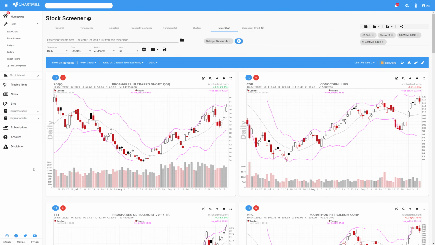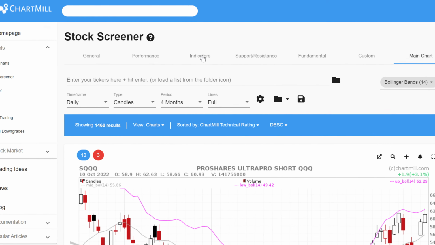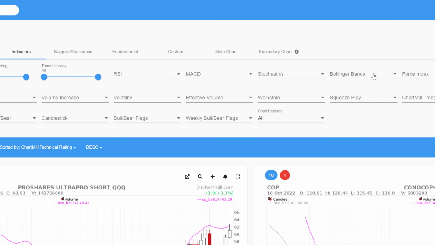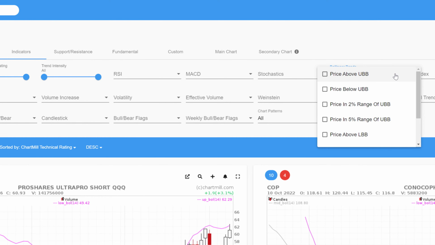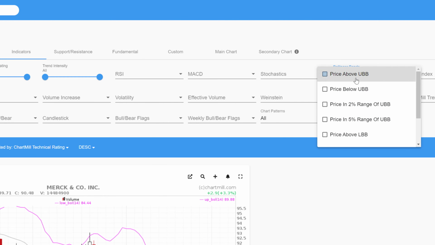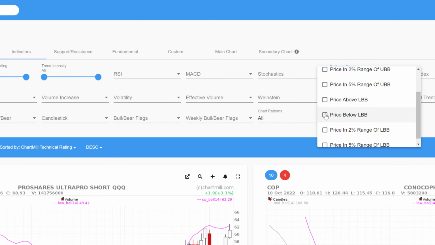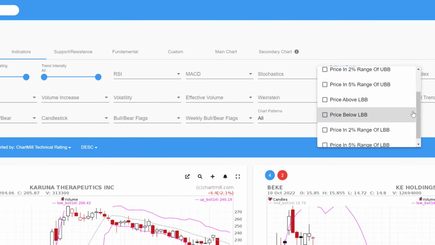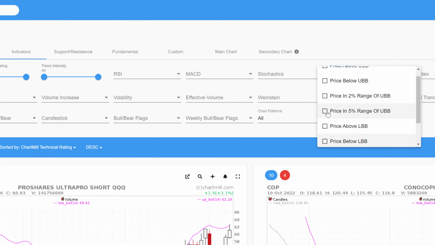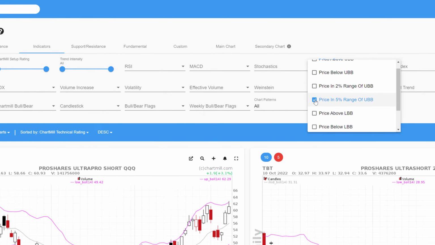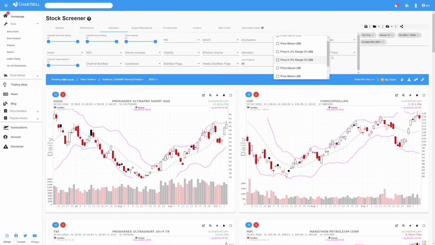ChartMill allows you to apply filters that use the Bollinger Bands. These can be found under the Indicators menu on the Stock Screener page. Multiple filters are available. For example, you can specify that the most recent closing price should be above the upper Bollinger Band or below the lower Bollinger Band. Or you can search specifically for stocks which are maximum 2 or 5% away from one of the two Bollinger Bands. And keep in mind that these are default values which can be deviated from by using custom filters.